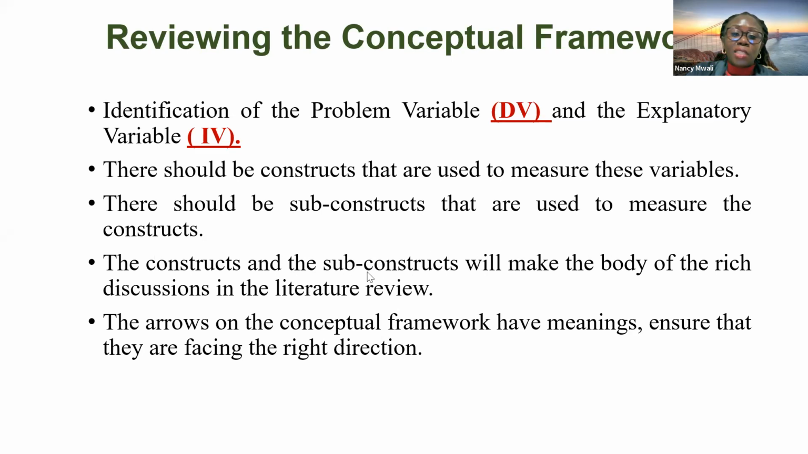And then the constructs and subconstructs will make up the body of the rich discussions in the literature review. Because if you don't identify your variables correctly, what are you going to be discussing in chapter 2, in the literature review? What kind of journals, books and materials are you looking out for to discuss in chapter 2? So that's why you have to get those correctly. Then the arrows on the conceptual framework have meanings. They should not just be heading in different directions. They support the explanation of how the variables are related.